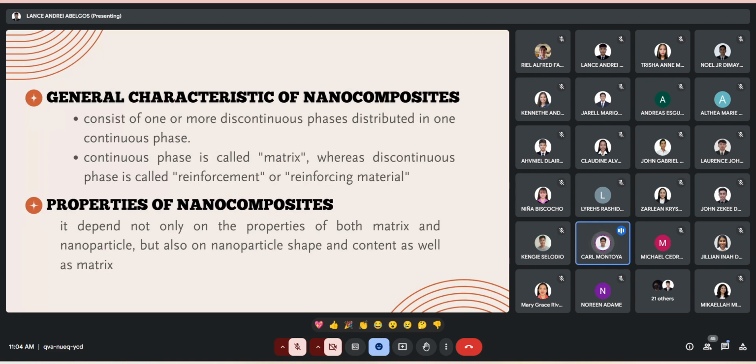from deforming. Ngayon, ano po ba properties ni nanocomposite? Hindi lang po siya nakadepende dun sa properties ng both matrix and nanoparticle, but also on the nanoparticle shape and content as well as matrix po. Next slide po.